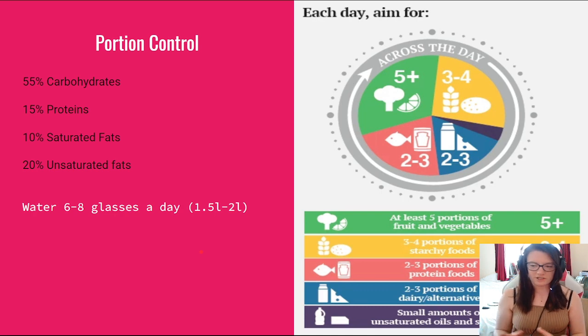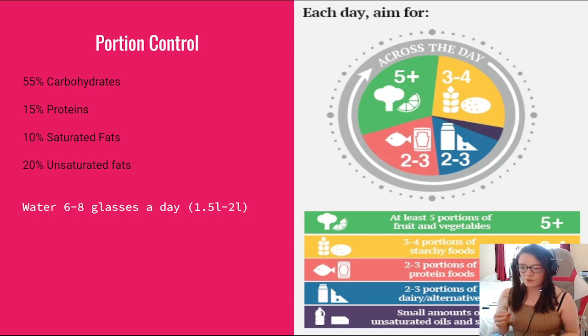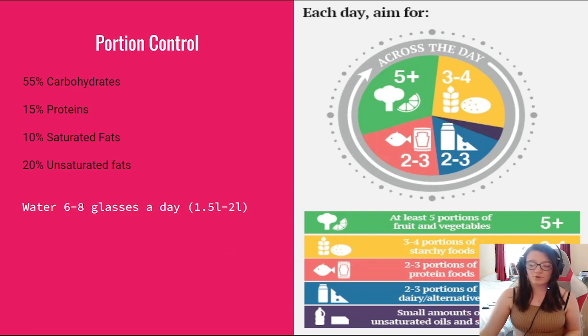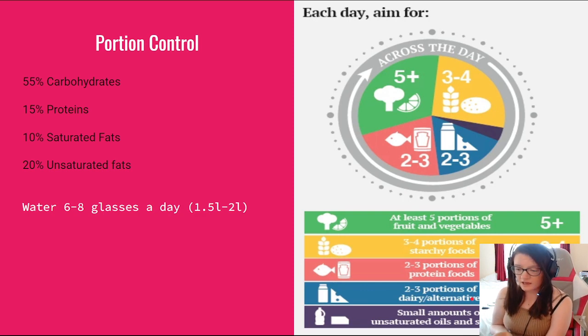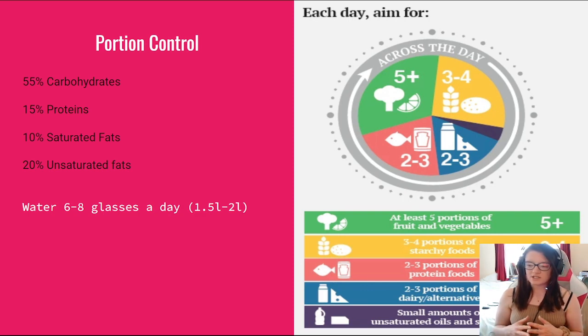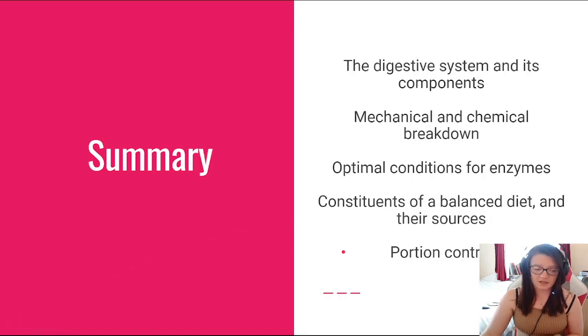Now, portion control in general, so we want to be trying to eat 5 portions of fruits and veg a day, 3 portions of starchy foods, 2 to 3 portions of protein foods, so your meat and your fish, 2 to 3 portions of dairy alternatives, normally the milk you have with your cereal in the morning, and small amounts of unsaturated oils and spreads. However, it is still needed for your system. So we want to be having about 55% carbohydrates, 15% proteins, 10% saturated fats and 20% unsaturated fats, and also stay nice and hydrated throughout the day, as this is also needed by our body.